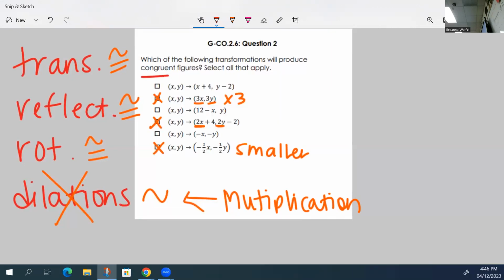Okay, so then let's look at what we have left. The first choice, you're moving it 4 right, 2 down. This works. The next choice is a little bit weird. I think there's a reflection in there, and then you're moving it, but still you're not multiplying anything by a value greater than or less than 1, so that is still an option. And then the next one, this is a 180-degree rotation, so that one's in.